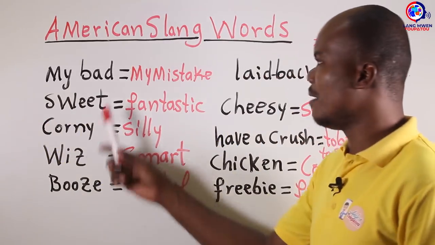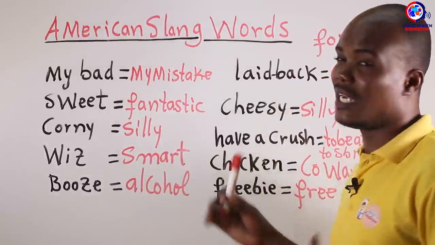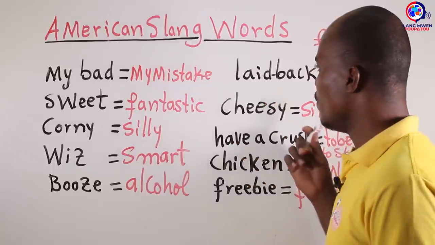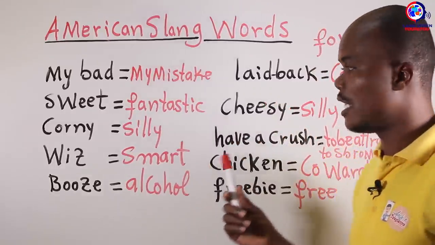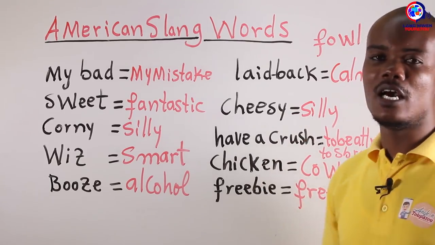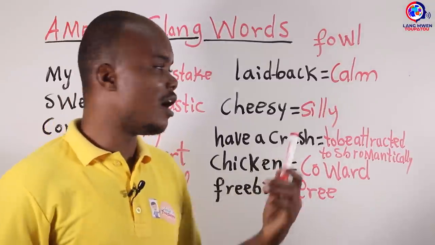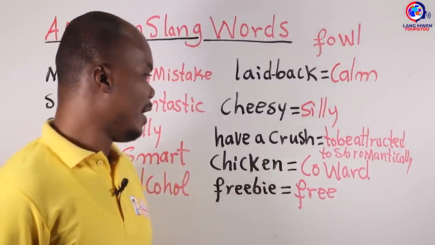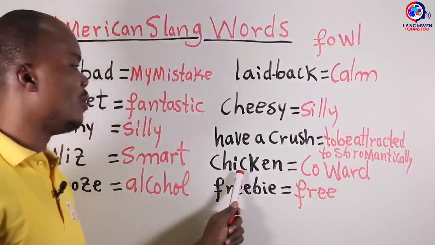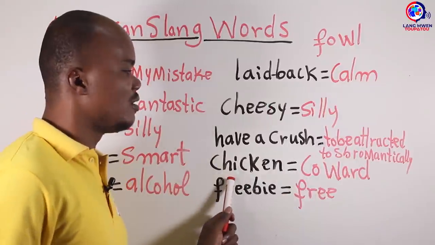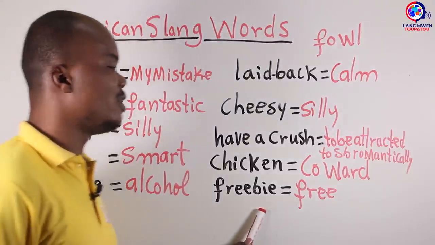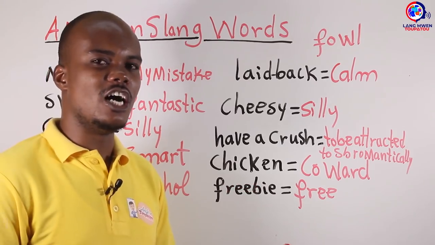Okay, let me say back. When you say my bad, that means my mistake. When you say laid back, you say calm or relaxed moment. And when you say sweet, you say fantastic. Okay, fantastic thing. And when you say cheesy, you say silly. Another way of saying silly, you can say corny, okay? But you say corny for things. And you also have a crush, to mean to be attracted to somebody romantically. And you say whiz. When you say whiz, you are talking about a smart person, a clever person. And when you use chicken, you're not talking about a fowl. You just want to say that someone is a coward, okay? And when you say booze, you talk about alcohol. And when we say freebie, you say something completely free without any charge, any money.